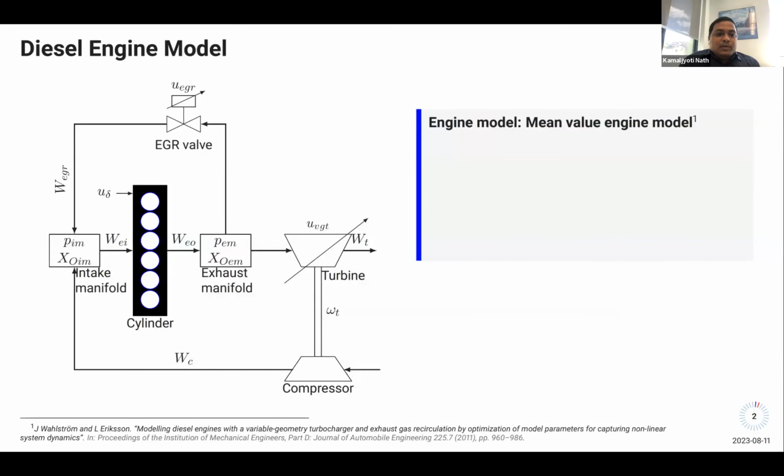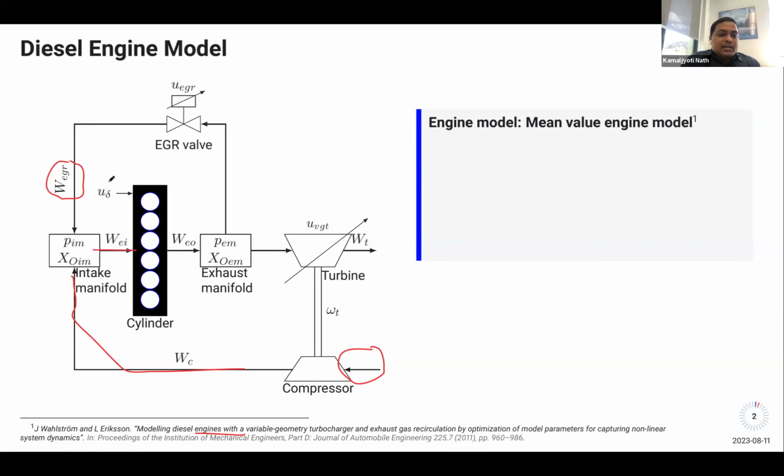So this is a schematic diagram of the diesel engine. All our equations we have adopted from this paper, and this figure is also adopted from the same journal. So this is a mean value engine model. Here the outside air goes to the compressor. Then from the compressor it goes to the intake manifold, and this is WEGR, the EGR flow. I'll come to this after going through the cycle. And then from the intake manifold it goes to the cylinder.